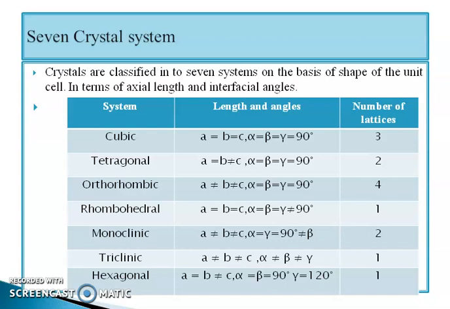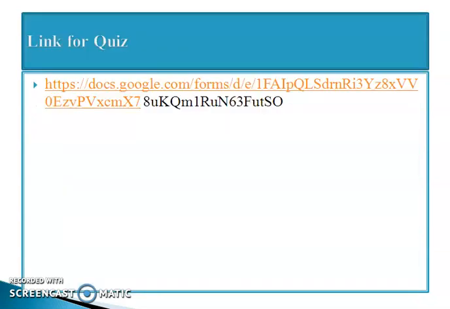Triclinic, as per its name, all the three sides and all the three angles vary. None is similar to another, and it is a single one. In hexagonal, two angles are 90 degrees, the third is 120 degrees, and in sides, two sides are the same, but the third is different. It is a single lattice. If we add all these numbers of lattices, we get 14 Bravais lattices that we will see in the next lecture.